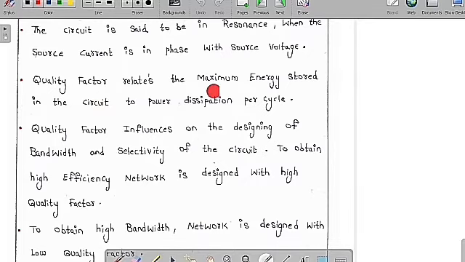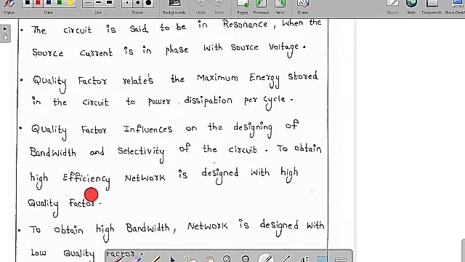Quality factor relates the maximum energy stored in the circuit to the power dissipation per cycle. I have already told you the quality factor is equal to 2 pi times the maximum energy stored divided by the power dissipation in one cycle. That is called the quality factor. Quality factor influences the design of bandwidth and selectivity of the circuit. Because of the quality factor, we can choose the bandwidth and also the selectivity of the circuit.